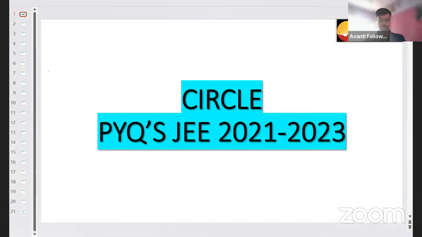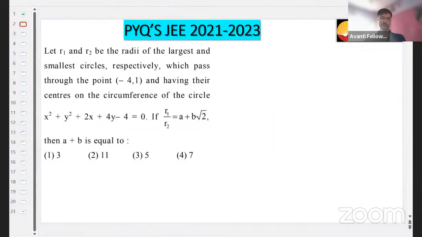Let's see the first question here. Let R1 and R2 be the radii of the largest and the smallest circle, respectively, which pass through the point (-4, 1) and having centers on the circumference of the circle. If R1 upon R2 is this, then A plus B is equal to. Should I give you some time to think about it, or should we just start? I think we'll start.